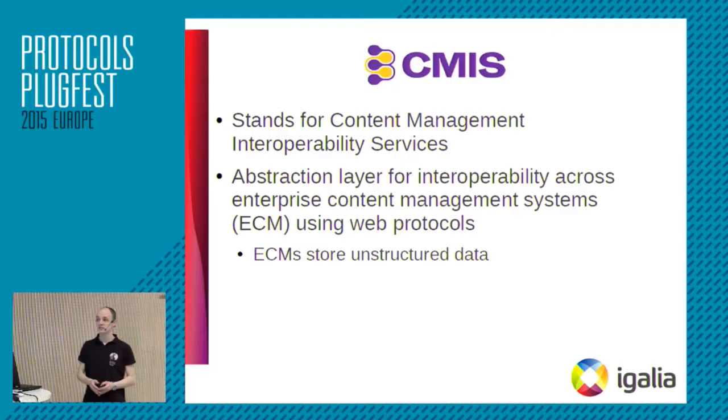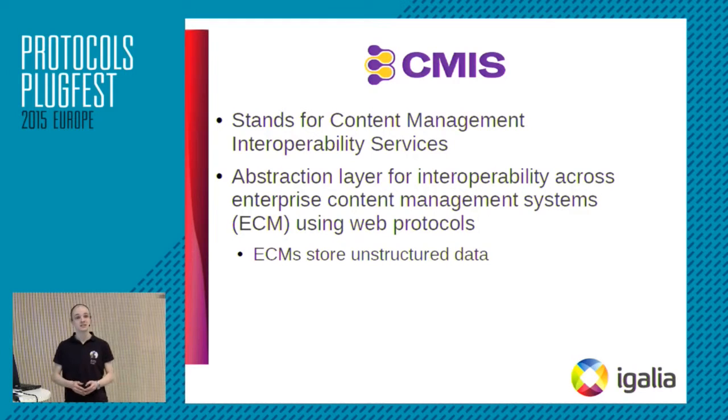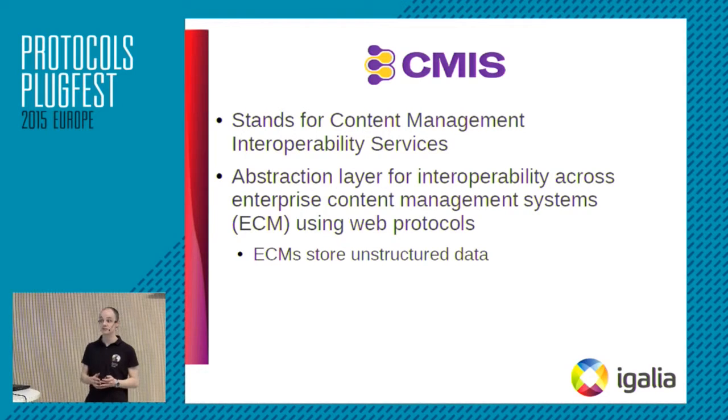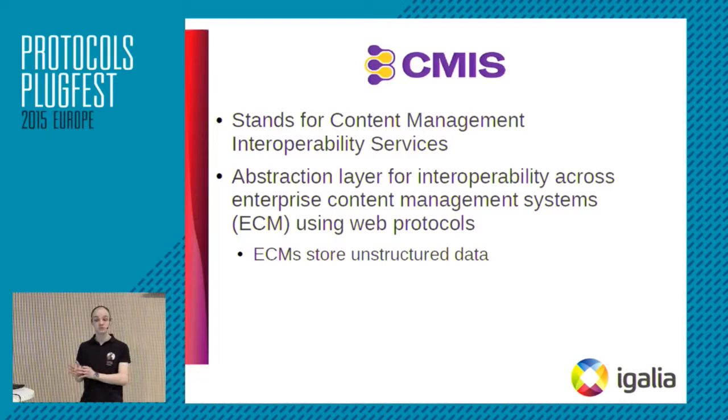So, let's talk about the CMIS protocol now. CMIS stands for Content Management Interoperability Services. It's an abstraction layer for interoperability across enterprise content management systems, ECMs in short, using web protocols. ECMs, as you know, are used to store and structure data in the form of documents, pictures, video, in opposition to structured data that is stored in databases.